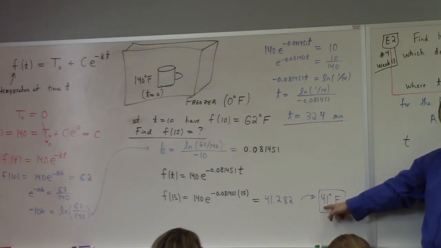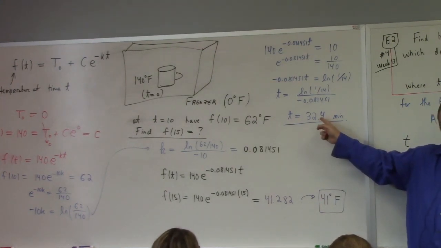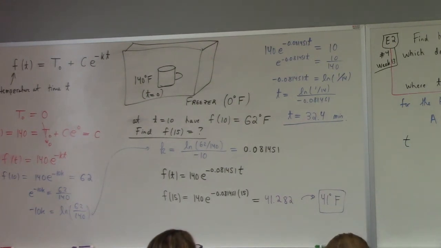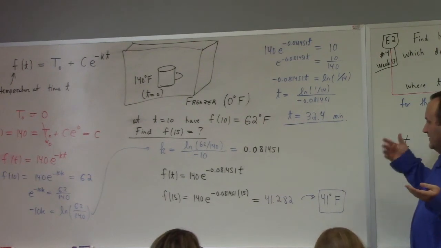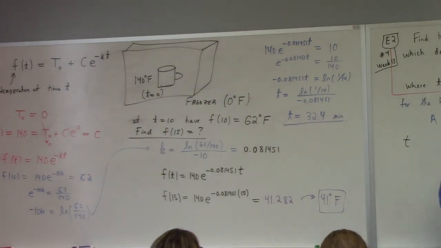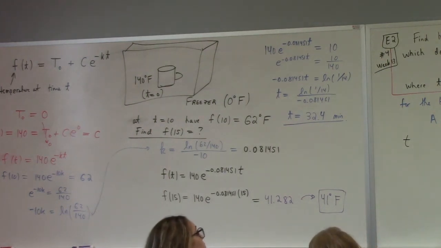So it was at 41 degrees at 15 minutes. It took another 17 or so minutes for it to drop 30 more degrees. So think about that. In the first 15 minutes, it drops 100 degrees. In about the next 15 minutes, it only drops 30 degrees. It's only dropped a third of the amount in the second half that it did in the first, which just speaks to the fact that if you have coffee that's hot, it loses temperature at the start much quicker than at the end.